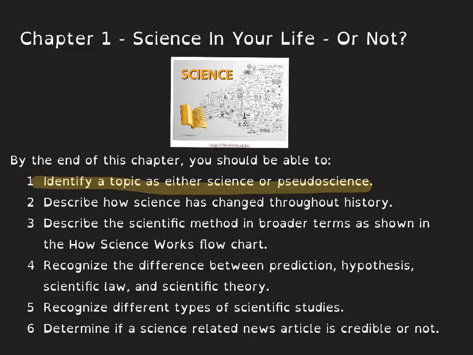You will need to be able to describe how science has changed throughout history. You will specifically look at how ancient Greeks viewed science, what alchemists did and did not do, and what changed as we went through the scientific revolution.